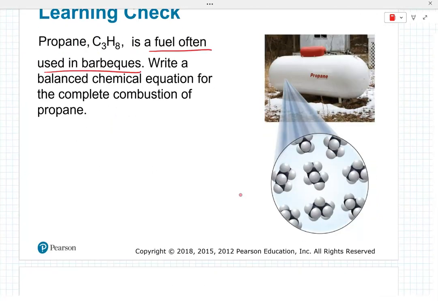So propane, which is used for not barbecuing, but grilling, will burn producing water and carbon dioxide. If you want to tell me the coefficients to make this reaction balanced right away, go for it. Otherwise, we can have fun balancing it.